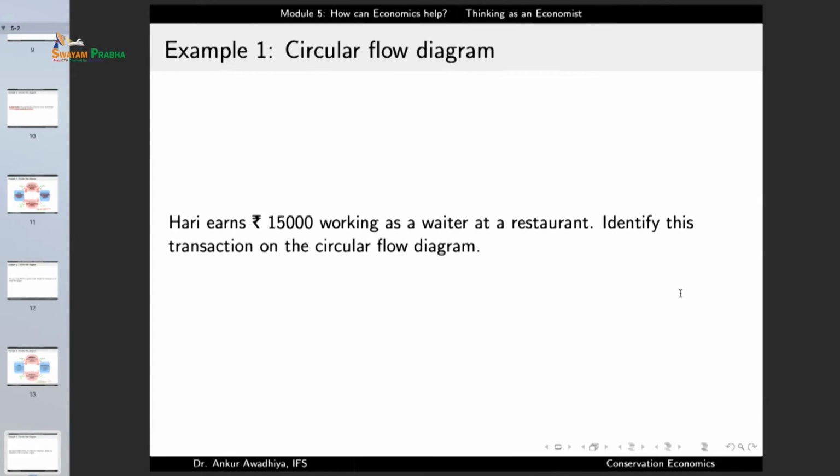Now, identify this transaction on the circular flow diagram. In this case, Hari is earning something working as a waiter, which means that Hari is providing his labor. So, he is selling his labor, and in return for selling his labor, he is getting 15,000 rupees. And who is Hari selling this labor to? He is selling this labor to a restaurant.